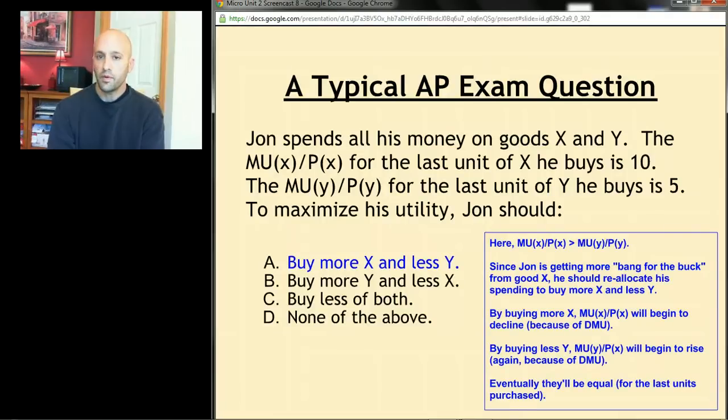Now notice in this example that the marginal utility per dollar of good X is higher than it is for good Y. Since John is getting more bang for the buck from good X, he should reallocate his money to spend more of it on X and less of it on Y. And if he does that, he'll eventually satisfy that rule, because remember, diminishing marginal utility. By buying more of good X, the marginal utility per dollar will begin to decline. By buying less of good Y, the marginal utility per dollar will begin to rise.